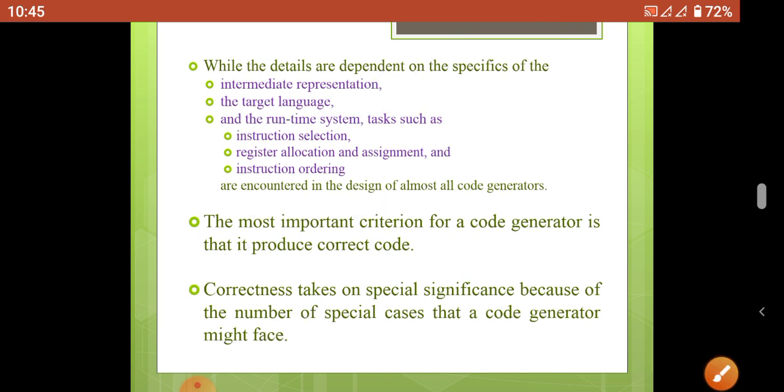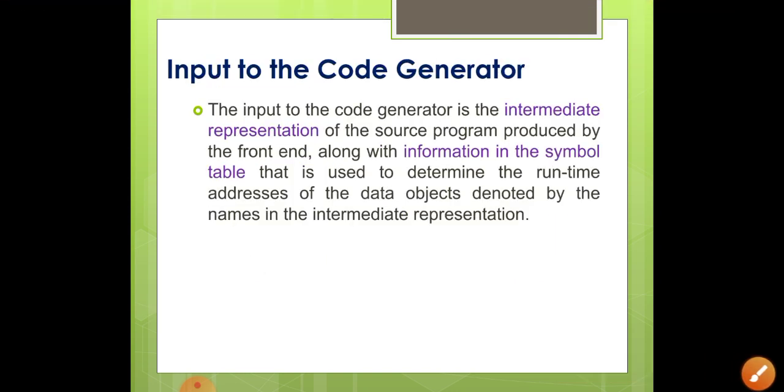Next we are going to discuss what kind of inputs we are going to provide to the code generation phase, and what the possibilities are. The code generation phase receives input from two phases of the compiler. One is the intermediate code generator, because the intermediate code generator produces an intermediate representation as the input of the code generation phase. That intermediate representation is converted into an equivalent machine program or otherwise assembly program.